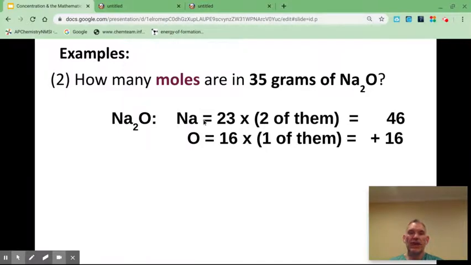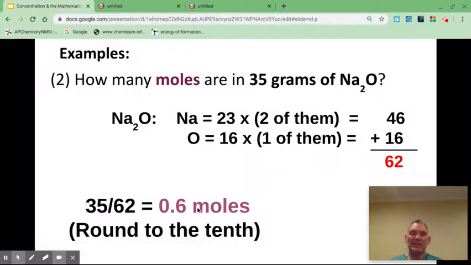Times 2 for Na, because there's two Nas. And 1 O, so it's 16 times 1. So that's 46 and 16. I add it up, I get 62. So to find the moles of 35 grams, I'm going to take the 35 and divide by 62. That gives me an answer of 0.6 moles when I round to the 10th. Again, we don't always have to do this process, but if it comes up, it's something easy to do. We just can't plug in any number because that would give us an incorrect response.